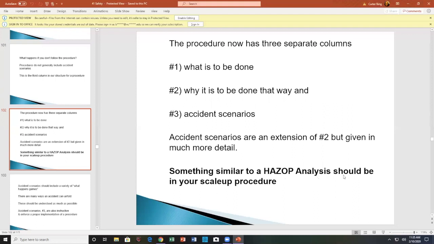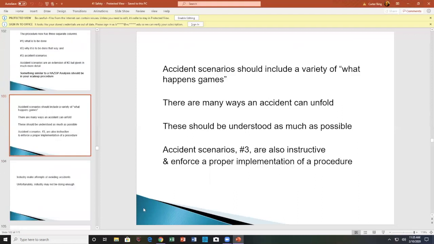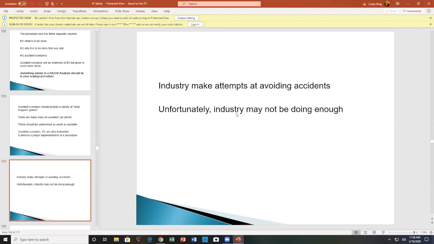Something similar to HAZOP analysis should be done in your scale-up procedure. Accident scenarios should include a variety of what-happens games. There are many ways an accident can unfold. It should be understood as much as possible. Accident scenarios are also instructive and reinforce proper implementation of a procedure. Industry makes attempts to avoid accidents. Unfortunately, industry may not be doing enough.